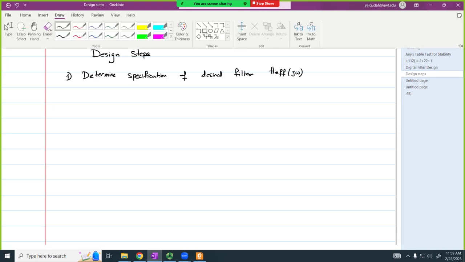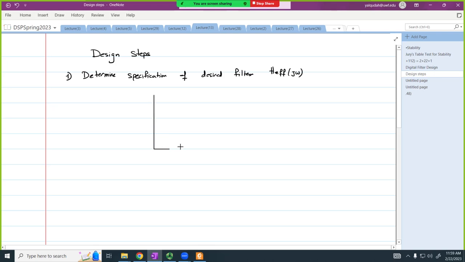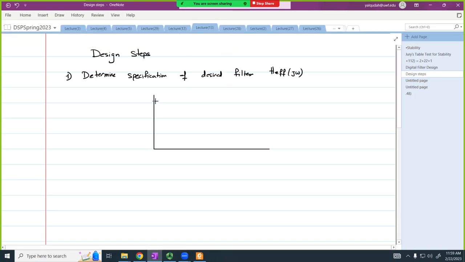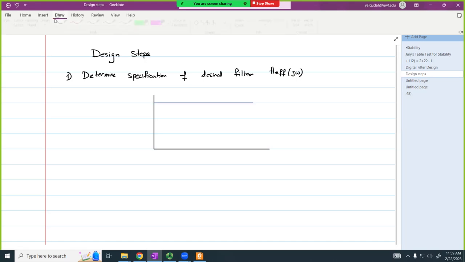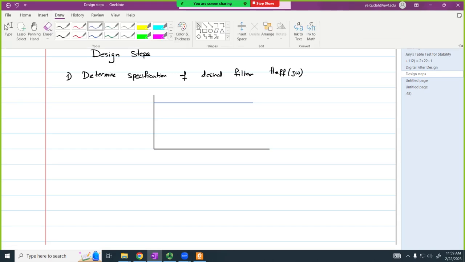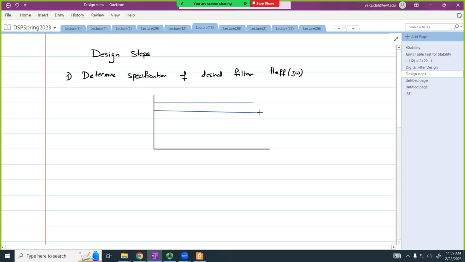And let's look at a typical filter response and see what parameters will determine the performance of this filter. Now also, I want to mention that we're going to be designing a low-pass filter, and then later on we're going to learn how to take this low-pass filter and convert it into any other filter.